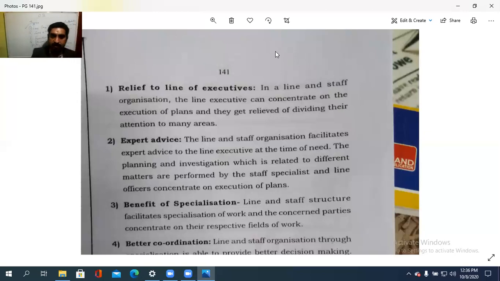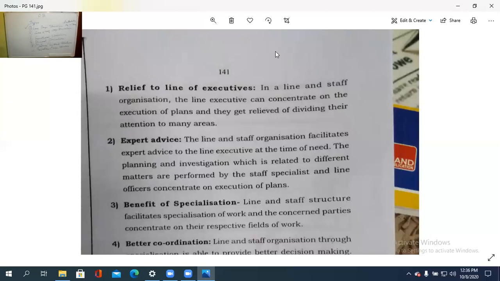Line and staff structure facilitates the specialization of work, and the concerned parties must concentrate on their respective field of work. അവരുടെ ഇതിന് മാത്രമേ അവരെ എന്ത് ചെയ്യുള്ളൂ, ഇൻവോൾവ് ചെയ്യുള്ളൂ. അത് ലൈൻ സ്ട്രക്ചർ ഓർഗനൈസേഷൻ സ്ട്രക്ചറിനകത്ത് അങ്ങനെ തന്നെയാണ്. അതിനകത്ത് ഫങ്ഷൻസ് അല്ല, ടോപ്പ് ലെവൽ മാനേജേഴ്സ് അതുകൊണ്ട് ഓരോരുത്തർക്കും ഓരോ വർക്ക് കൊടുത്തിട്ടുണ്ട്. ഡെലിഗേഷൻ ഓഫ് ദി അതോറിറ്റിയാണ്. സോ ആ ഒരു വ്യക്തി മറ്റൊരു വർക്കിൽ കോൺസെൻട്രേറ്റ് ചെയ്യത്തില്ല. അത് നമ്മൾ കണ്ടതാണ് ഇൻ ദി ലൈൻ സ്ട്രക്ചർ.